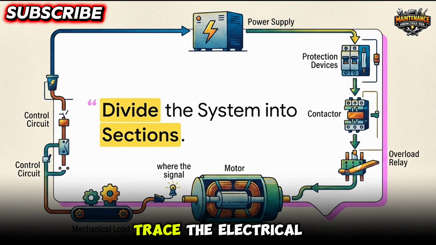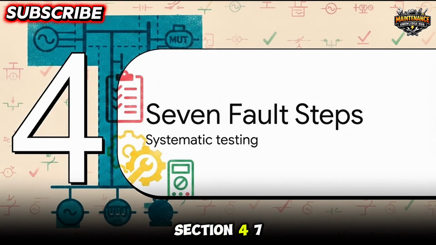You just logically trace the electrical path. Start at the power supply, move down to the protection devices, check the contactor, the overload relay, the control circuit, the motor itself, and then the mechanical load. You're literally just trying to figure out exactly where the electrical signal stops. This one simple shift in thinking makes fault finding incredibly fast and stops you from going down the wrong rabbit hole.